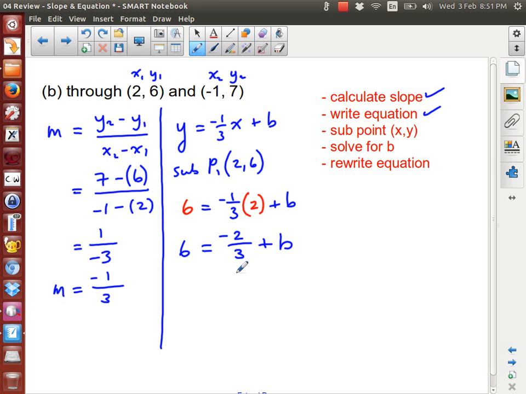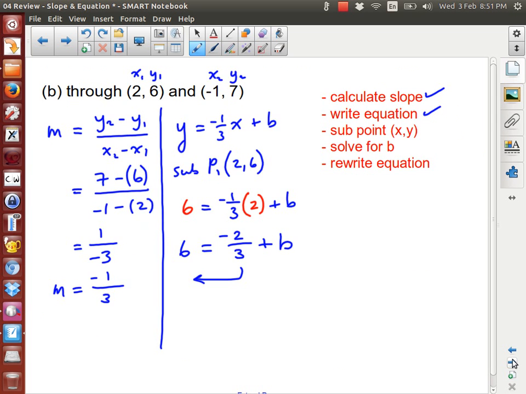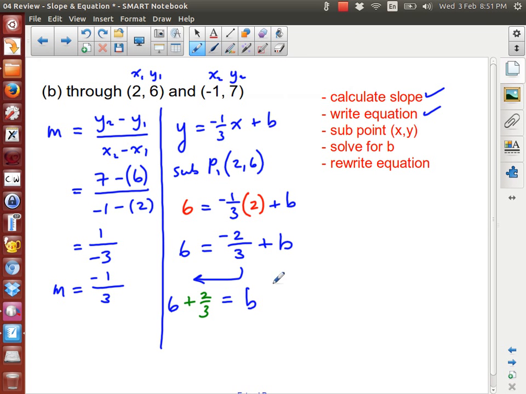Now I need to move this negative 2/3 over to the other side. So this is another way to think of it. Instead of the way I did it in the previous question where I added 10 to both sides, now I'm going to imagine that I want to move negative 2/3 across the equal sign. Whenever a term using addition or subtraction crosses the equal sign, you change the sign. So this becomes 6, and instead of minus 2/3, this becomes plus 2/3 equals b.